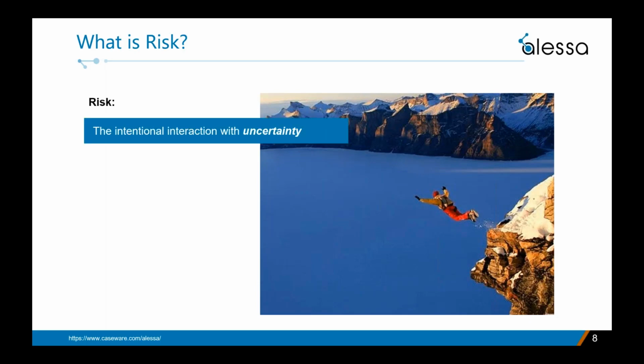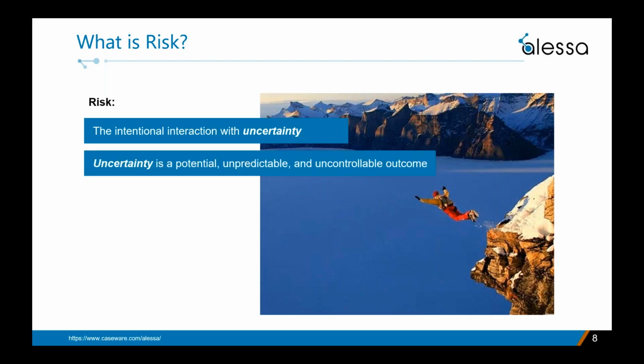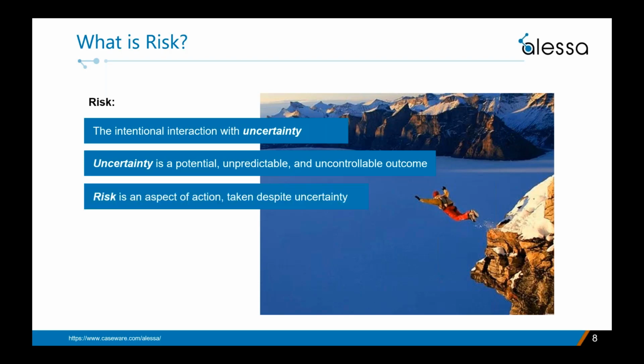So when we talk about risk, what exactly do we mean? Well, there are many ways to define risk, but I kind of like this one. To take a risk is to intentionally interact with uncertainty. And uncertainty is something that may or may not occur, which we can't predict if or when it may occur, and we can't control whether or not it will occur.